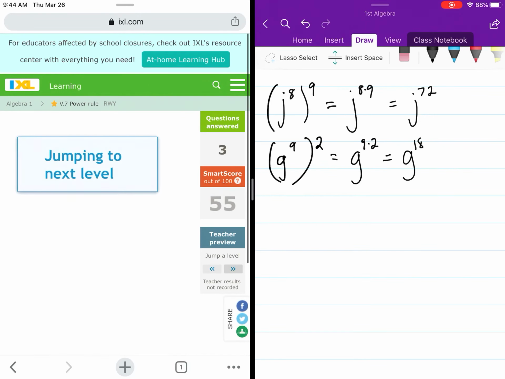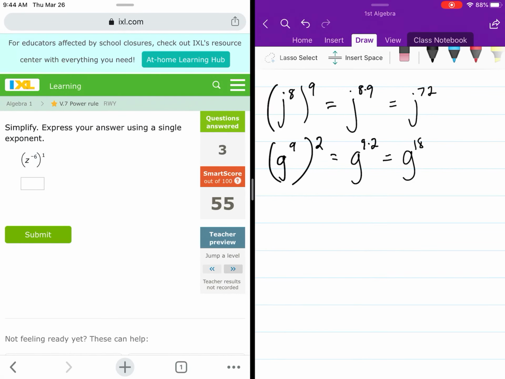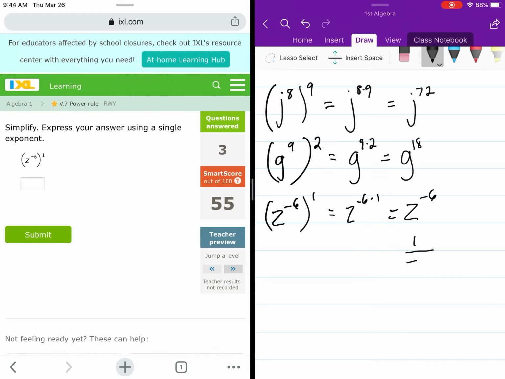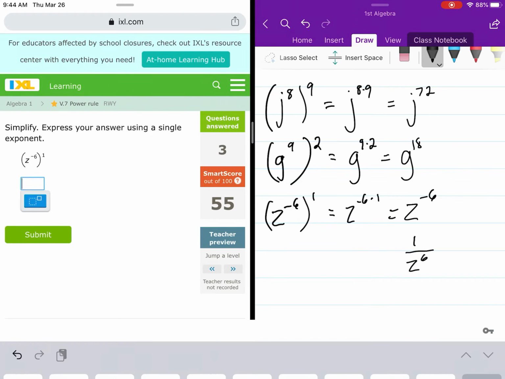Okay, I'm going to jump to some of the further examples just so you can see what they're going to look like. Here's the same thing, except now you have a negative. You have to use the same rule that we did before. For example, this one is Z negative 6, parentheses, negative 1. No, not negative 1, positive 1, sorry. Then you have Z negative 6 times 1, which is Z negative 6. But they want you to use positive exponents, so we have to change that into a fraction. So 1 over Z to the power of 6.